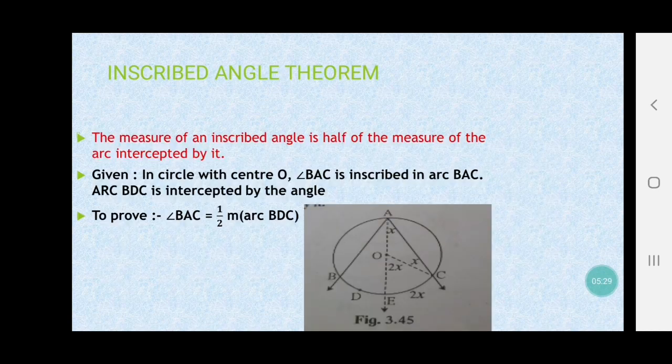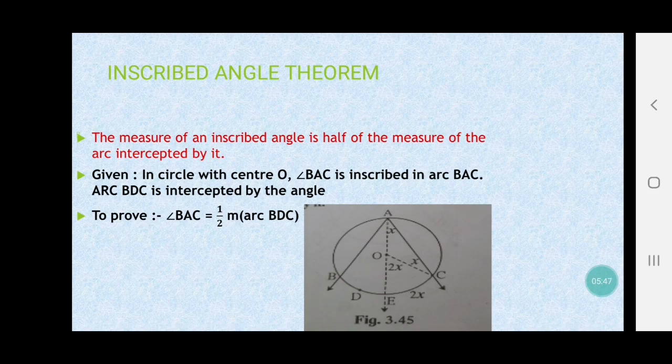Very good theorem, very nice theorem. You will enjoy learning the theorem. Now the statement of the theorem is: the measure of an inscribed angle is half of the measure of the intercepted arc.